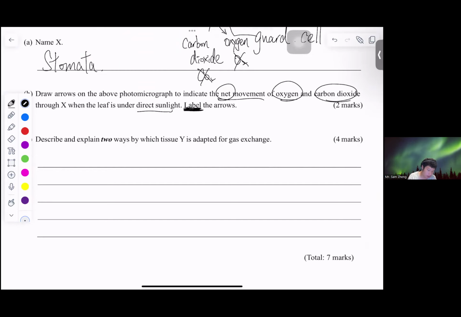Okay, we move on to here. Describe and explain two ways by which tissues is adapted for gas exchange. In this case, we can see that there are two things that we need to describe first. Now, many of you make a mistake, what we call a mismatch of the describe and also the explanation. What does this mean? Maybe let me use an example.